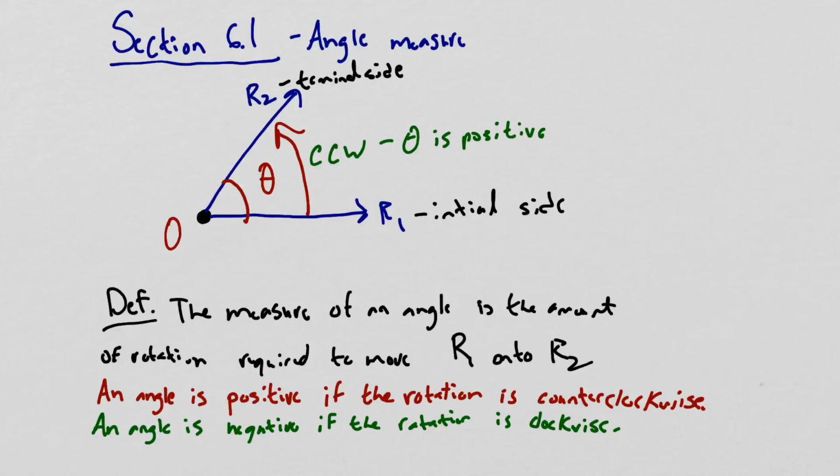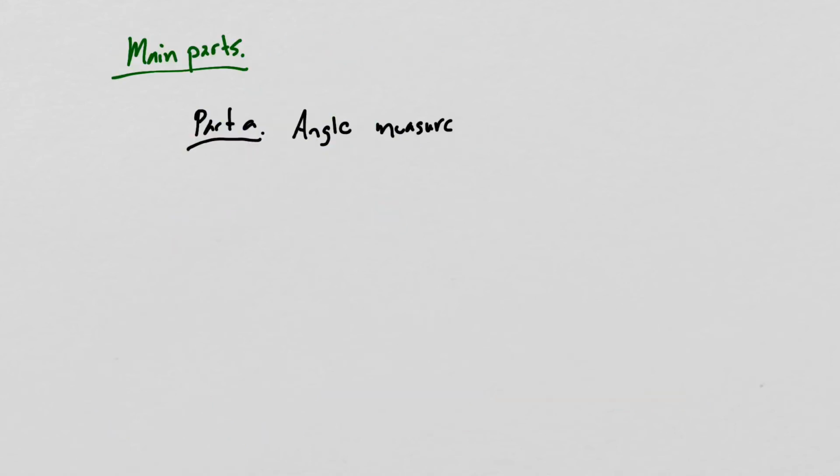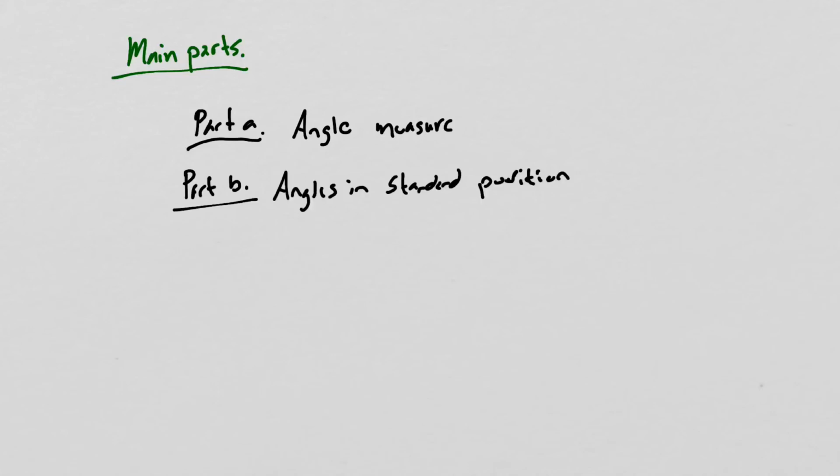In this section, we'll go ahead and look at the following topics. In part A, we'll be looking at angle measure. This is where we introduce radians versus degrees. In part B, we'll be looking at angles in standard position. This is a convention that all mathematicians and physicists generally agree on.